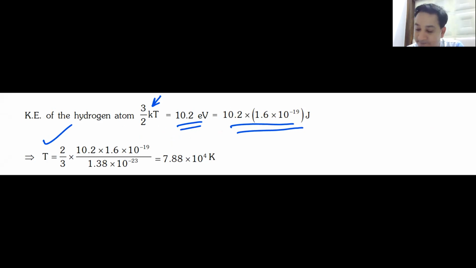You got this? Simple question. Yes, sir. Okay, sir. I understood. Simple question that could come as a single option correct, and you should be able to do it. Okay, shall we move on to the next thing? Yes, sir.